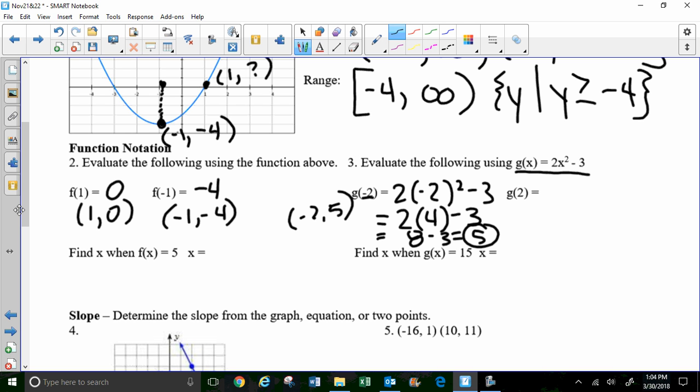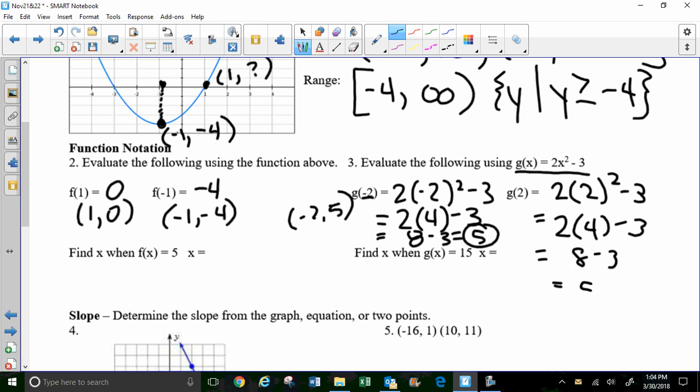And then plugging in +2 for x, I actually expect to get the same thing, because when I square 2, it doesn't matter if I'm squaring +2 or -2, I'm going to end up with the same value. So this gives me, again, 5. So g of 2 equals 5.